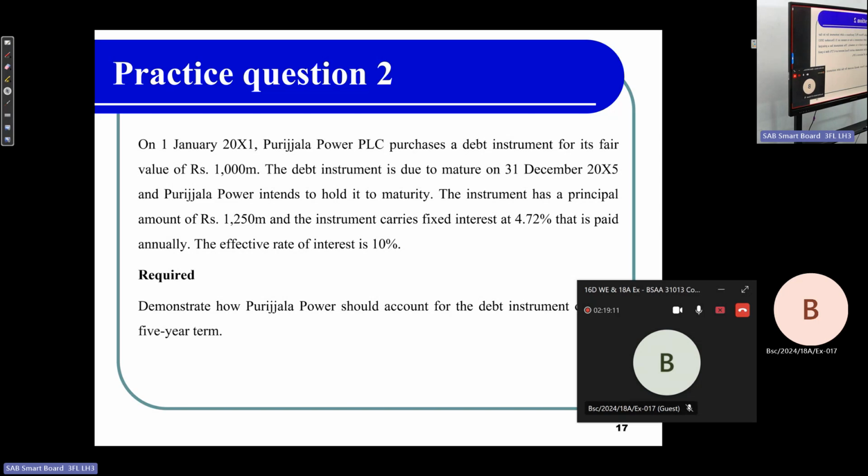Yes, you need to answer for this question. Try to answer quickly.